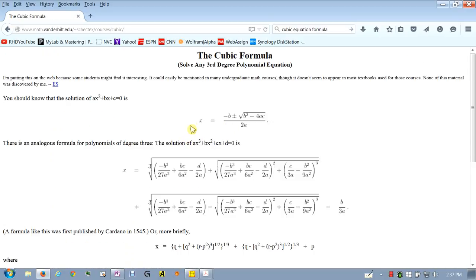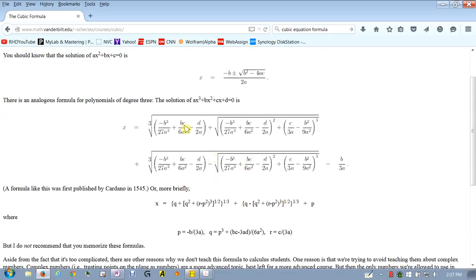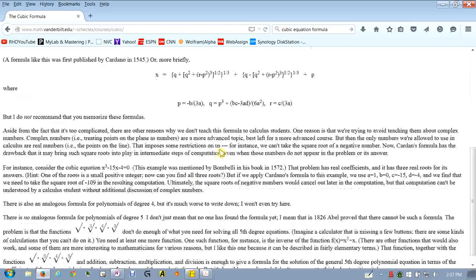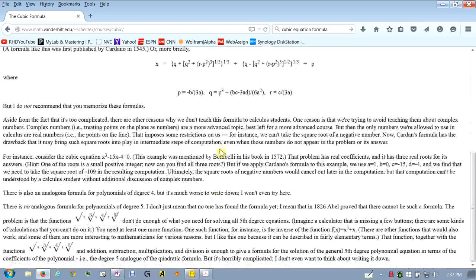There it is. So here's the formula for a quadratic, right? You've seen that? Here's for a cubic. Oof. What a disaster, right? Imagine having to memorize that for a test. And then I believe for 4th degree, let's see.